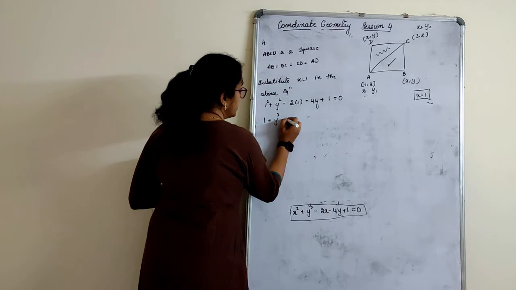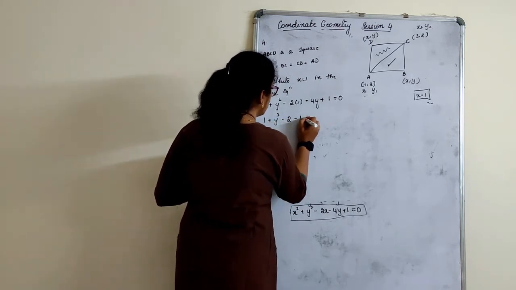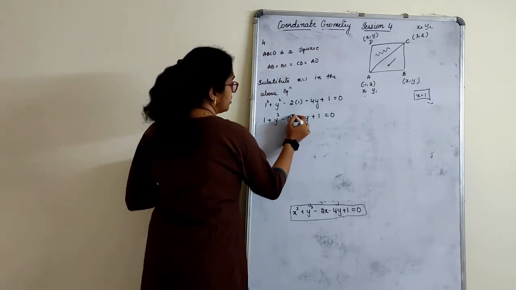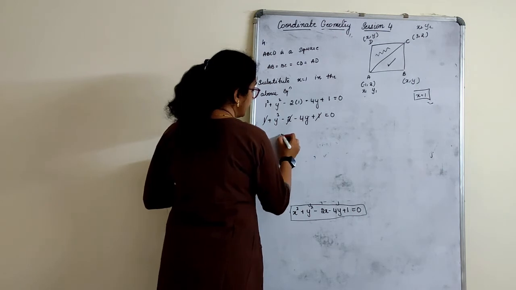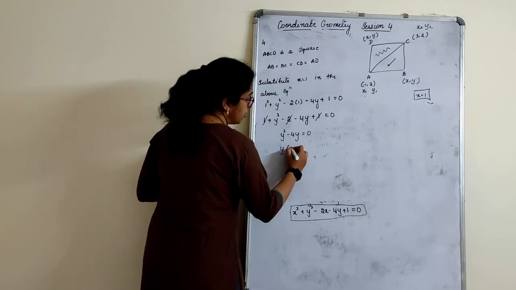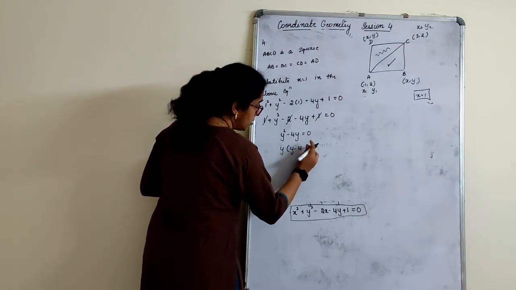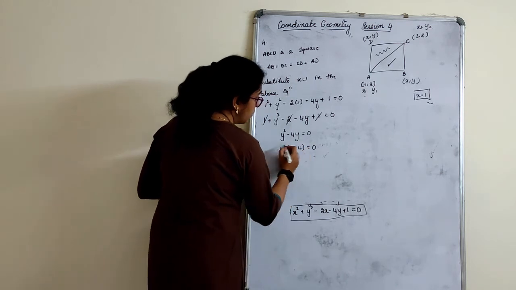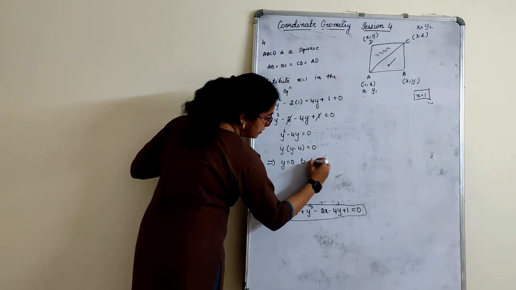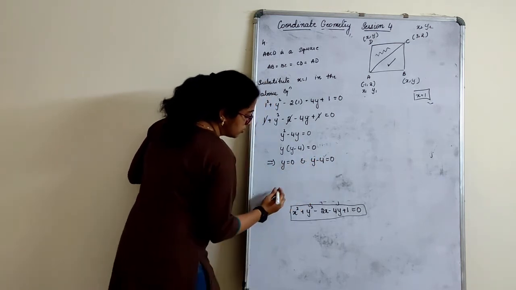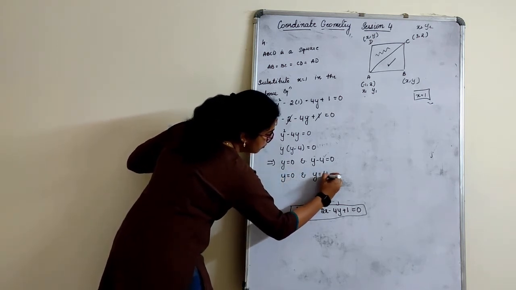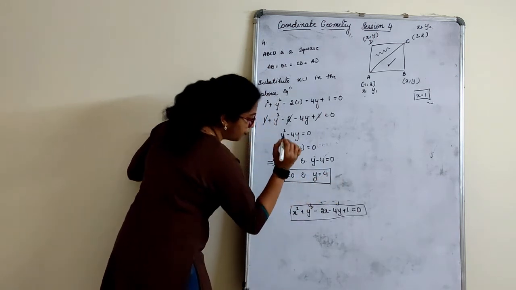1 plus y square minus 2 minus 4y plus 1 is equal to 0. 1 plus 1 is 2, plus 2 minus 2 will get cancelled. y square minus 4y is equal to 0. y common, y minus 4 is equal to 0. Therefore, y is equal to 0 and y minus 4 is equal to 0. y is equal to 0 and y is equal to 4. We got two values for y.